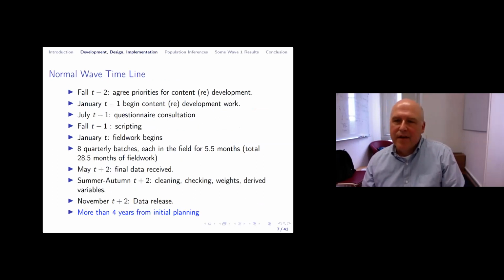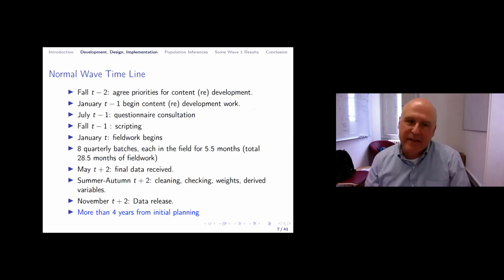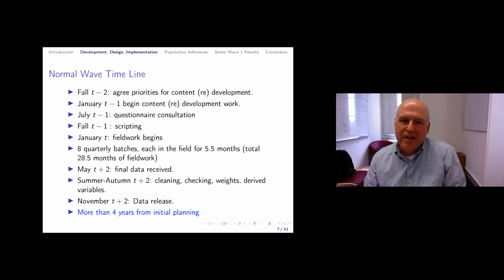I just want to go over, and I think I'm setting up a contrast that will be obvious, what the timeline for a normal wave looks like. So for a normal wave, we begin in the fall 2 years before we're going into the field, at T-2. So if we were going into the field in January of 2020, in the fall of 2018, we would agree priorities for content and redevelopment for the wave that would begin in January of 2020, so that would be wave 12.